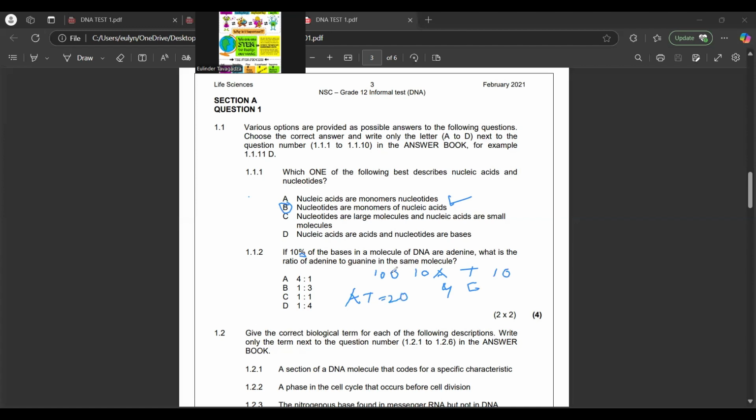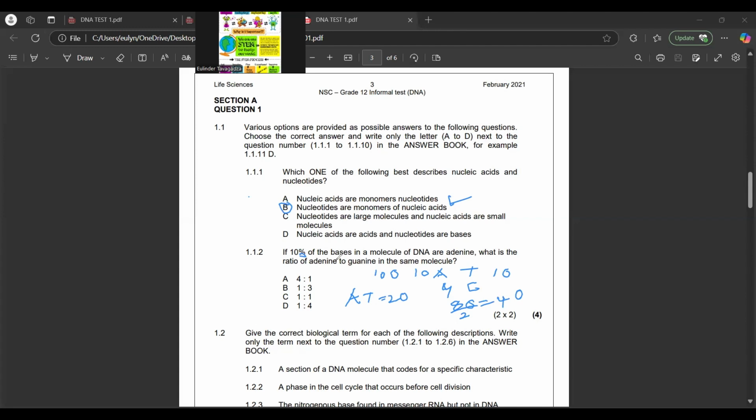When we subtract 20 from 100, we are left with 80%. So G and C both share 80%. Now we divide between guanine and cytosine: 80 divided by 2 gives 40. So we end up with guanine 40% and cytosine 40%.